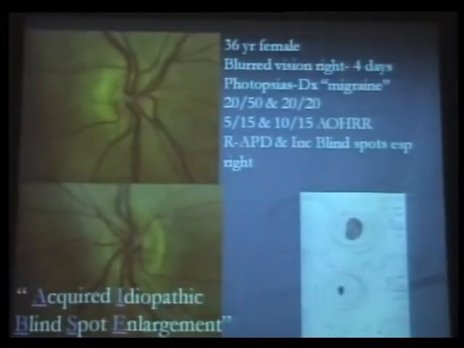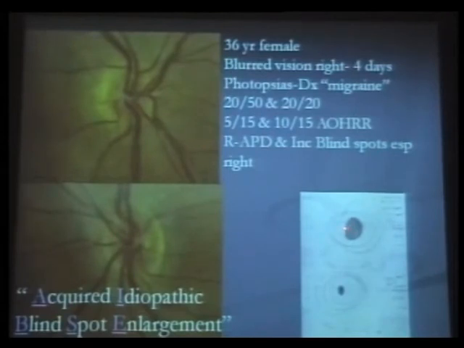And to highlight that, let's talk about a 36-year-old woman who said she had blurred vision in one eye and had constant photopsias in that eye. They had been present for 4 days. Someone had given her a diagnosis of migraine. She didn't really have that much of a headache, and these just weren't going away.